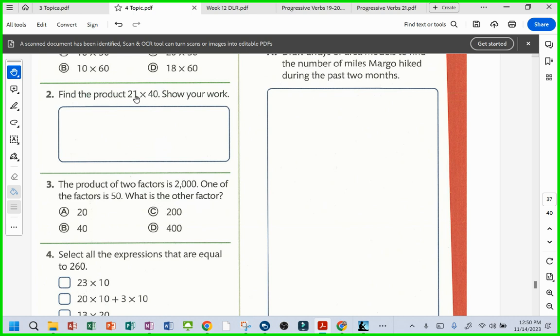Find the product of 21 times 40. I don't care if you use turtle math. I don't care if you do a little array where you do 20 and 1 and then 40 groups of 20 and 40 groups of 1.